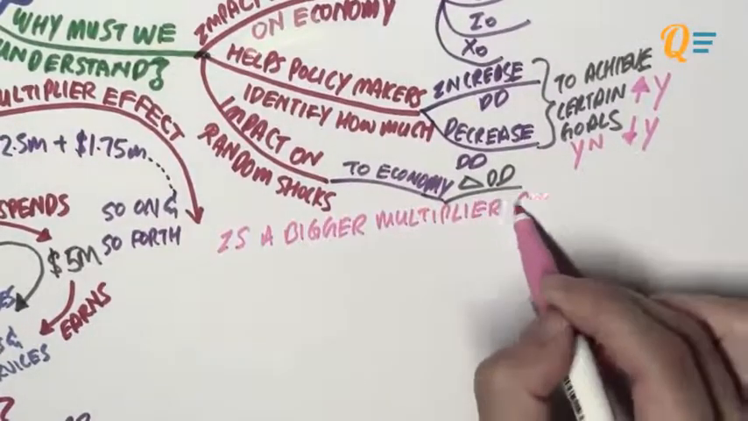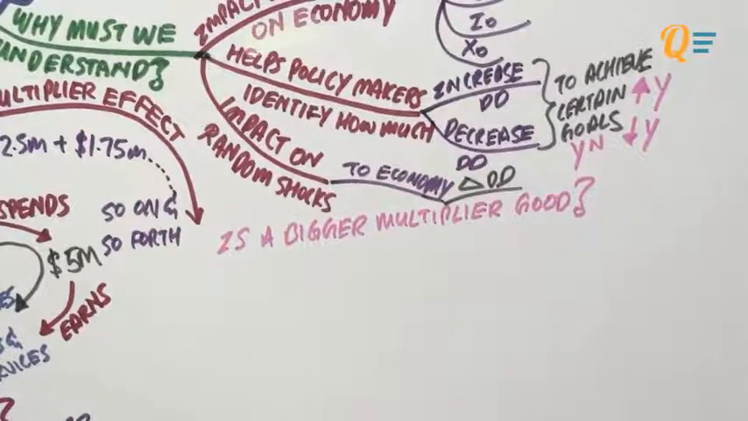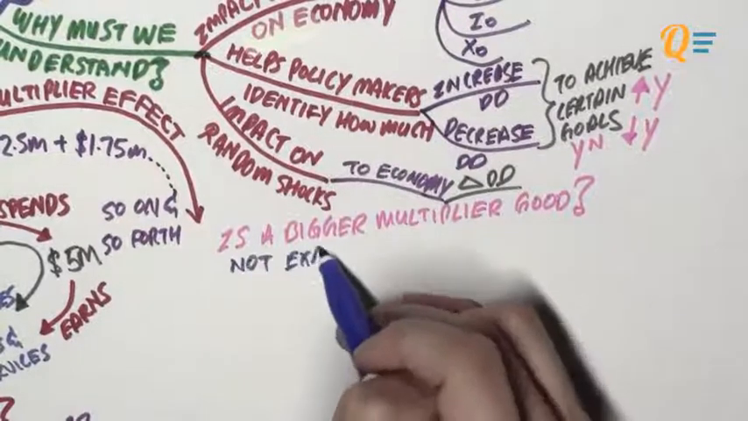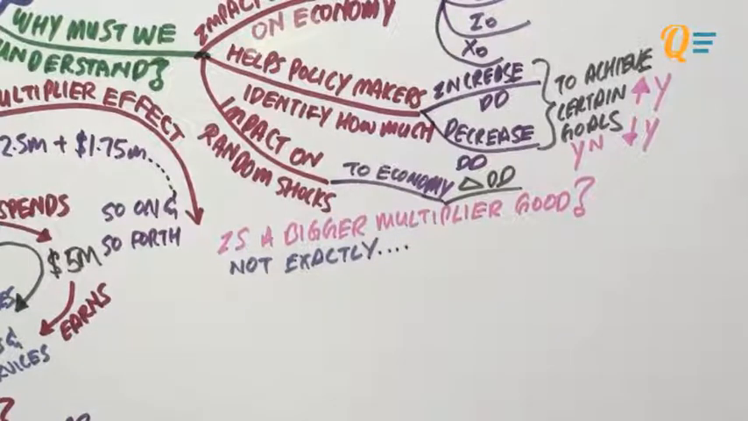So again, the question is, is a bigger multiplier a good thing? Well, not exactly. Here's the reason why. Let's say that you've got a super big multiplier.